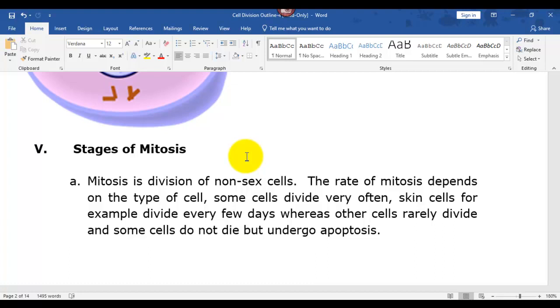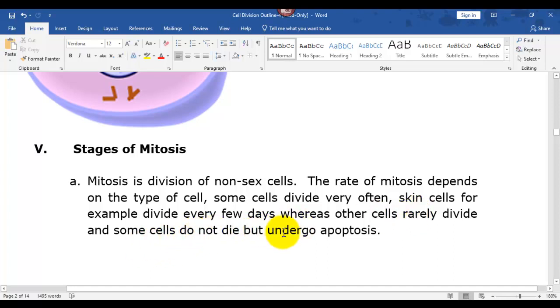That's not our purpose here. So what it is, it's division of non-sex cells. 99% of the cells in your body divide by mitosis. Only sex cells, eggs and sperm, divide by meiosis, which is not mitosis. The rate of mitosis depends on the type of cell. Skin cells divide every few days, whereas other cells divide rarely.